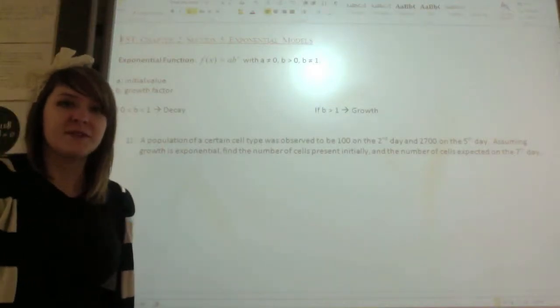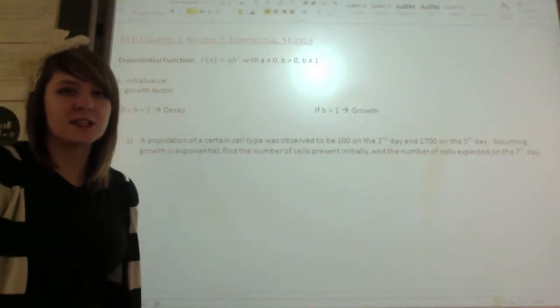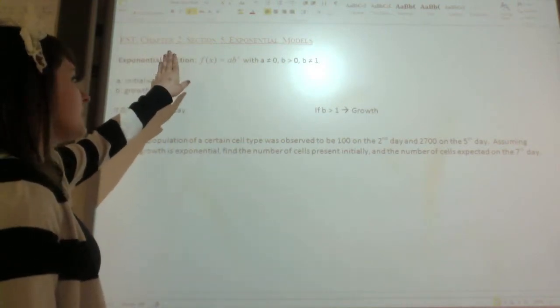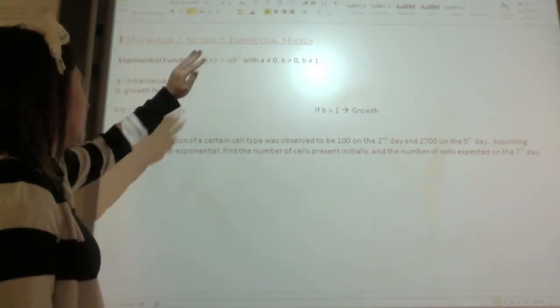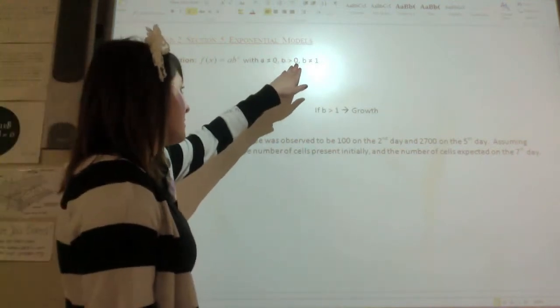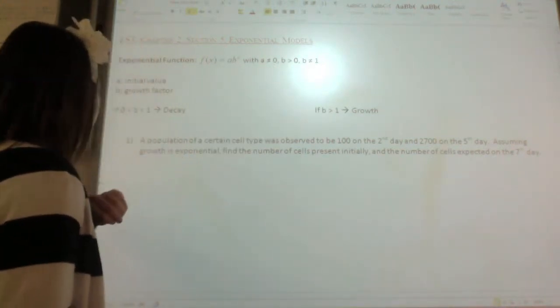Hey guys, today we're doing Chapter 2, Section 5, which is on exponential models. So, exponential function, we've already talked about the definition in the last section, but it's always f of x equals ab to the x, where a is non-zero, b is greater than 0, and b is not equal to 1.